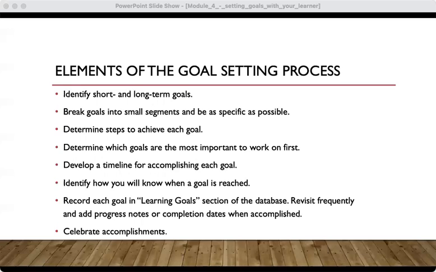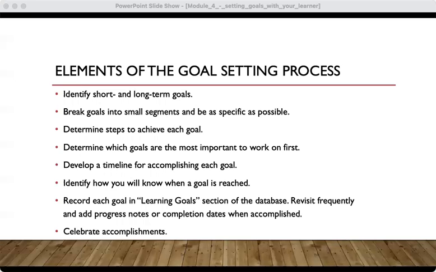Let's look at some of the elements of the goal setting process. Identify short and long-term goals. Break goals down into small segments and be as specific as possible. Determine steps to achieve each goal. What will you need to do? Determine which goals are the most important to work on first. Develop a timeline for accomplishment of each goal.